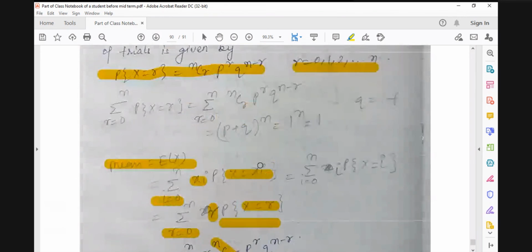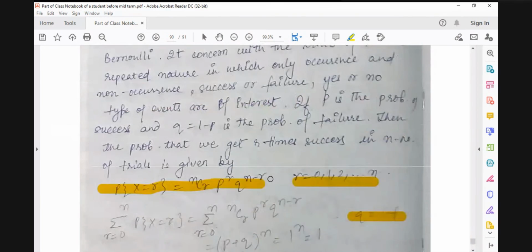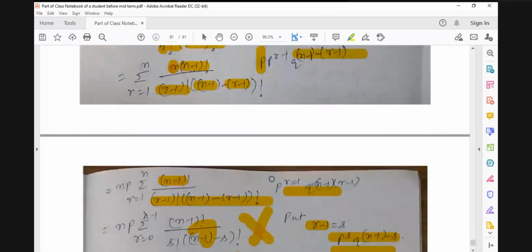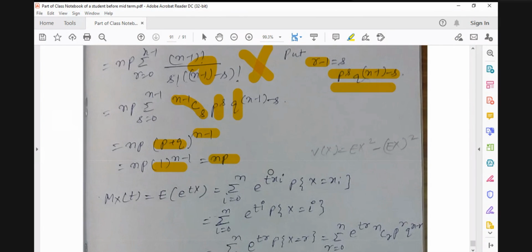Because in binomial distribution, you know that p plus q is always 1, because we are writing q as 1 minus p. P is the probability of success and q is the probability of failure. So it is 1 raised to power n minus 1, and it is finally 1. So the mean of the binomial random variable x is np.